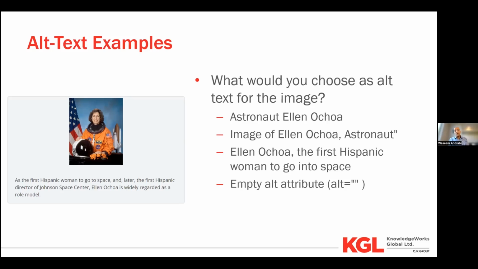Image of Ellen Ochoa obviously has the word image in it, so we will stay away from that one. The Ellen Ochoa, the first Hispanic woman to go into space, includes information that is not part of this image and is also redundant because it's already part of the text. An empty alt text attribute obviously would not be needed here because there is information that is being presented.